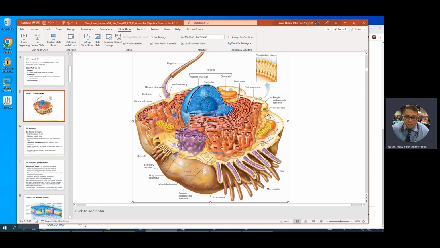The yellow part here, the jelly-like structure that gives the cell its shape, along with some microtubules with these microprotein strings here, that gives the shape and form.